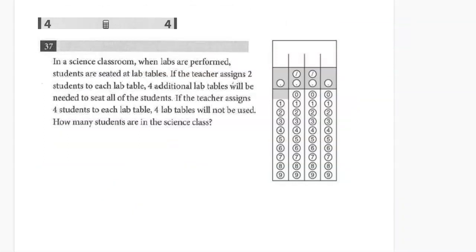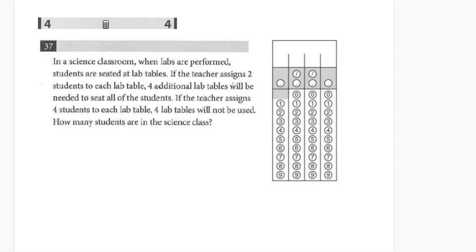Number 37, in a science classroom where labs are performed, students are seated at lab tables. If a teacher assigns 2 students to each table, 4 additional lab tables will be needed to seat all the kids. If the teacher assigns 4 students to each table, then 4 lab tables will not be used. How many students are in the class? So this sounds like a system of equations because we have 2 different scenarios going on.